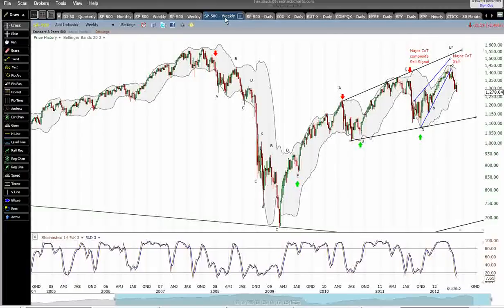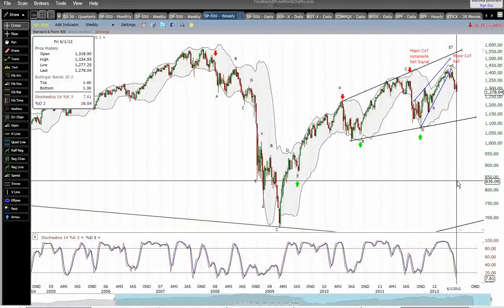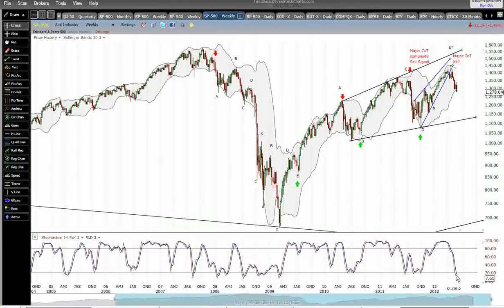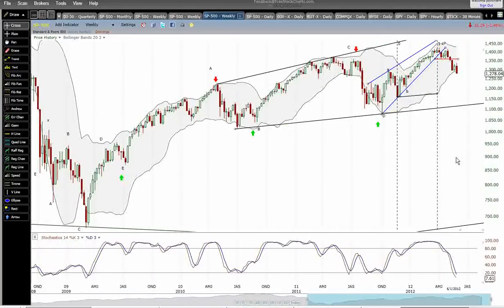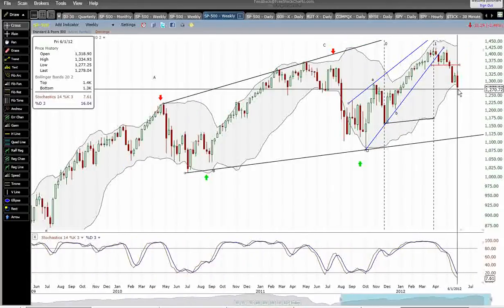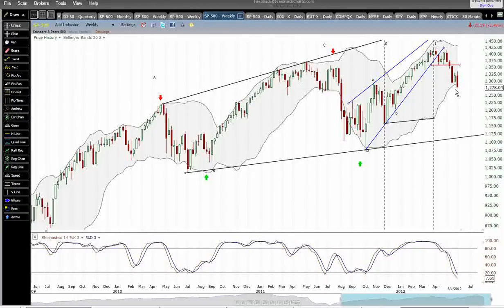This is a weekly chart of the S&P 500 with a stochastic study underneath and Bollinger Bands up above here. And what this is showing is as of this past week, the stochastics is now oversold on the weekly time frame. And additionally, if you zoom in on the Bollinger Bands, the market closed just slightly below the lower Bollinger Band here. So on a relative basis, the market is oversold here.